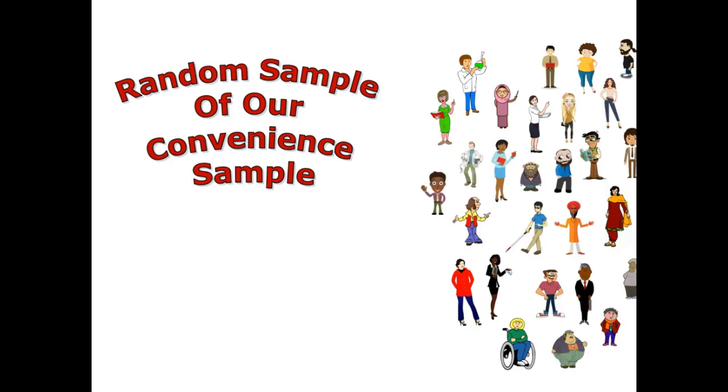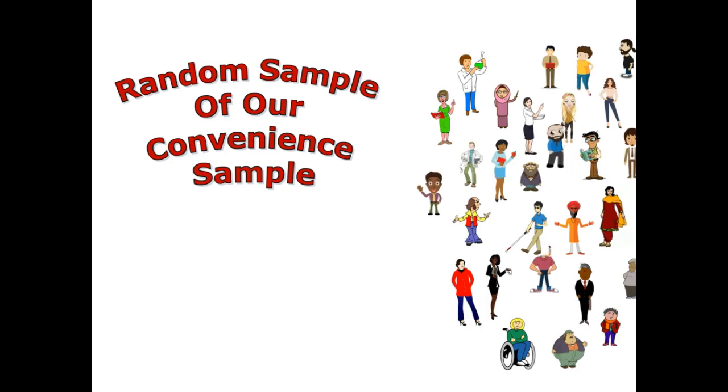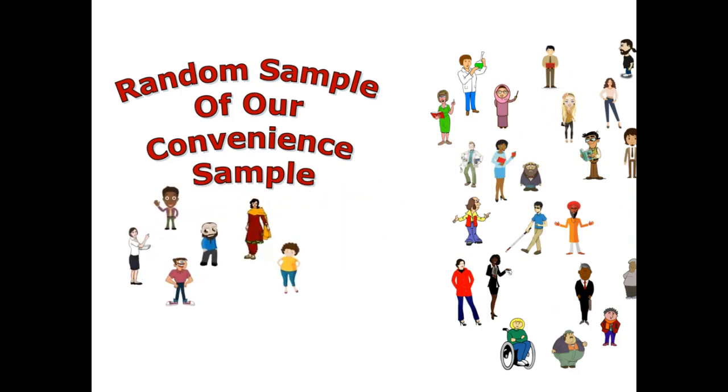Narrowing the population of all community college instructors to just the convenience of all FCC instructors still might be too many for us to observe. So we could take a random sample of our convenience sample by using computer software to randomly select a smaller sample.